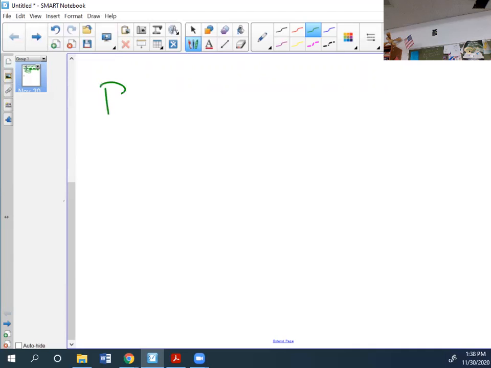PV equals nRT. Do I know the pressure? 563 torr. I need that converted to atmospheres. Divide by 760, the conversion for torr and mmHg. That gives 0.741 atm. You're thinking of kPa and Pa.